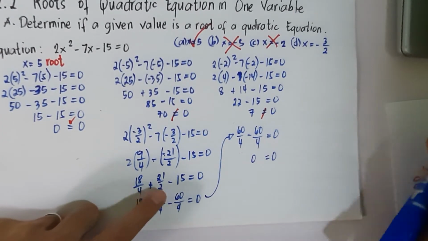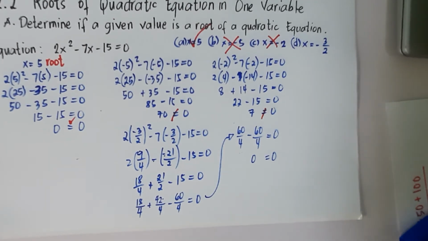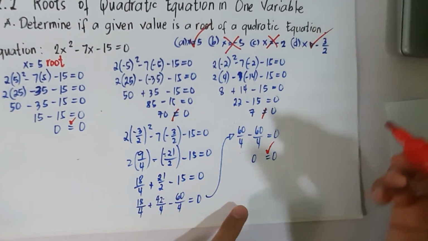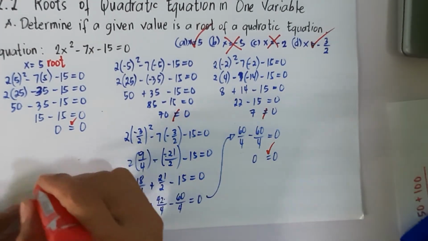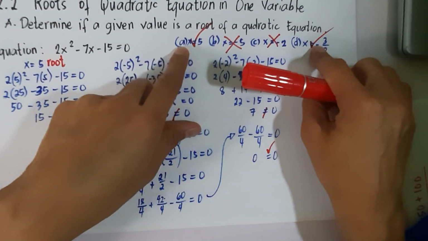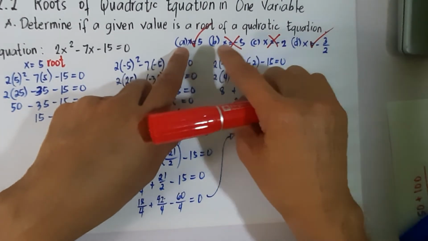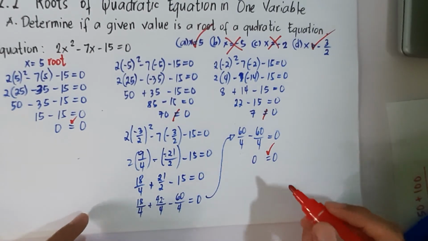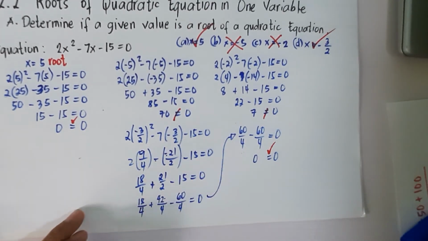So 0 equals 0. Is this correct? Of course it is correct. 0 equals 0, so therefore this is a root. Therefore, of all these 4 possible roots, only 5 and negative 3 halves are the real roots. Okay? So that's it.